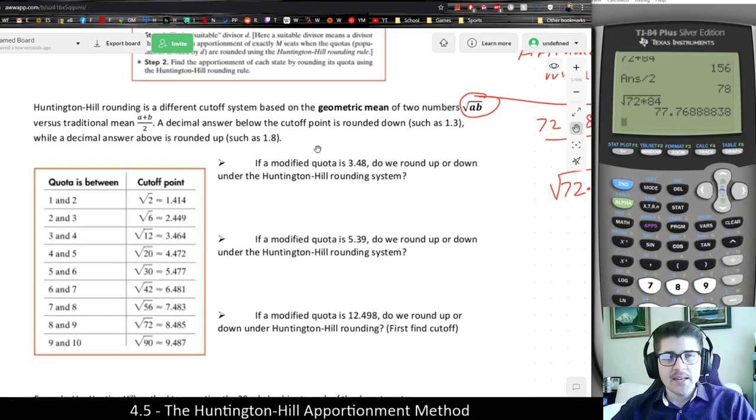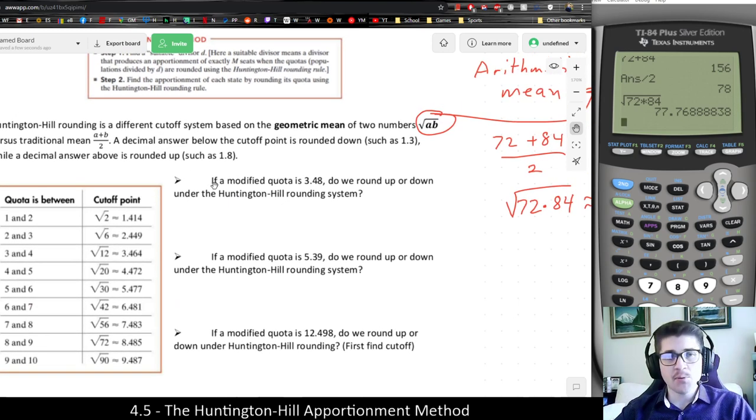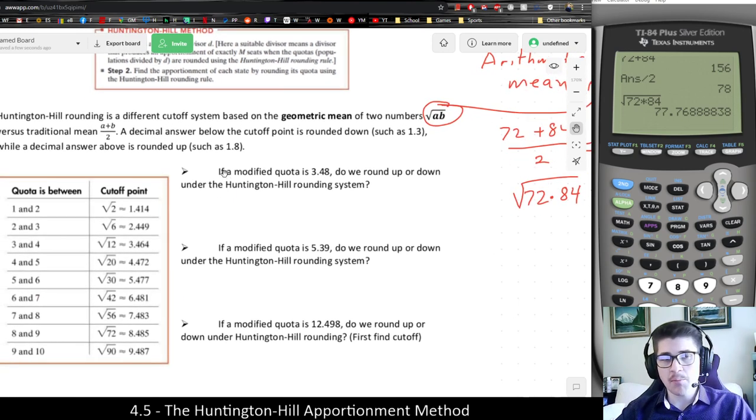Basically, the difference is for every number, there's going to be a different cutoff point to determine whether or not I should round it up or down. Like, let's say, for example, we're doing our apportionment and we come up with a modified quota of 3.48. Do we round that up or down? That's kind of the question we're trying to figure out here. How does Huntington-Hill rounding work? Now, if we're doing traditional rounding, this would be rounded down. But under Huntington-Hill, it's not necessarily the same.